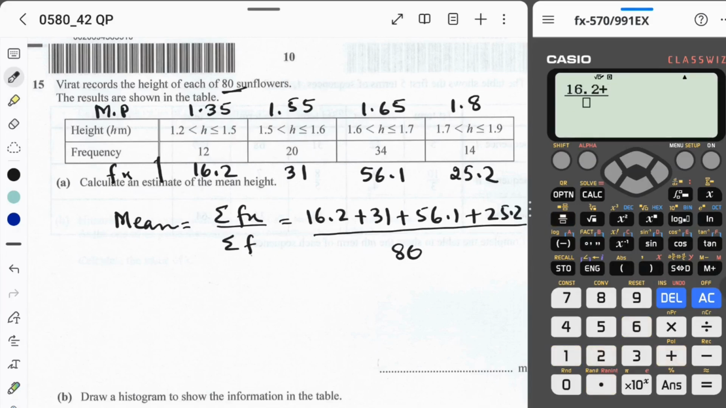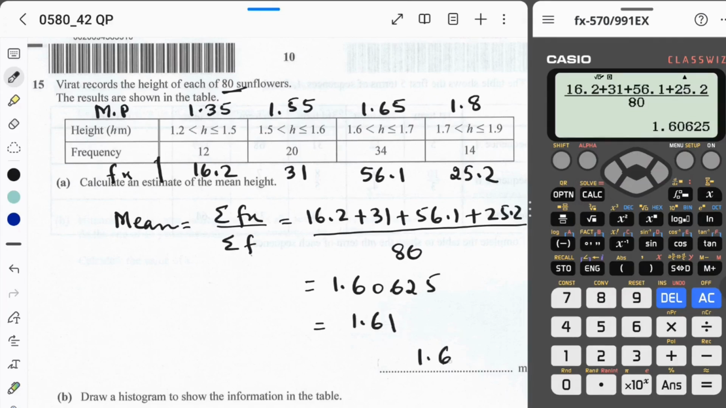16.2 plus 31 plus 56.1 plus 25.2, and then divided by 80 equals 1.60625. Or we can write it in 3 significant figures. This is 1.61.